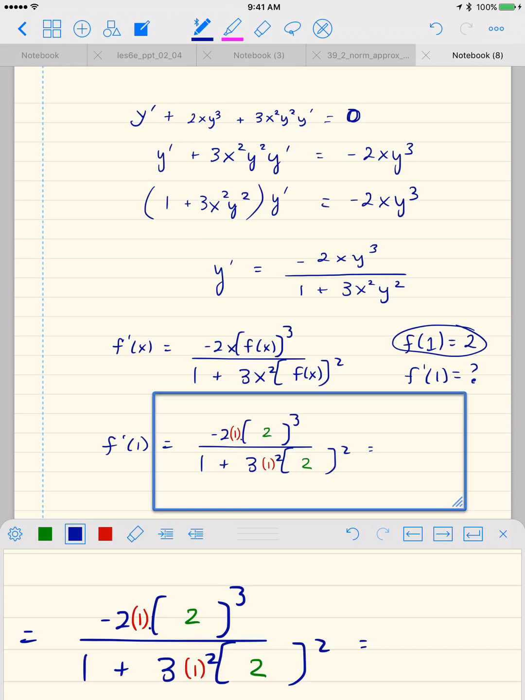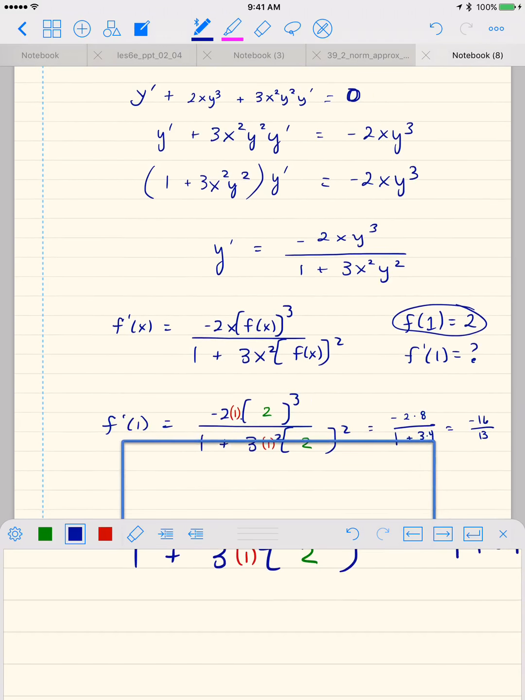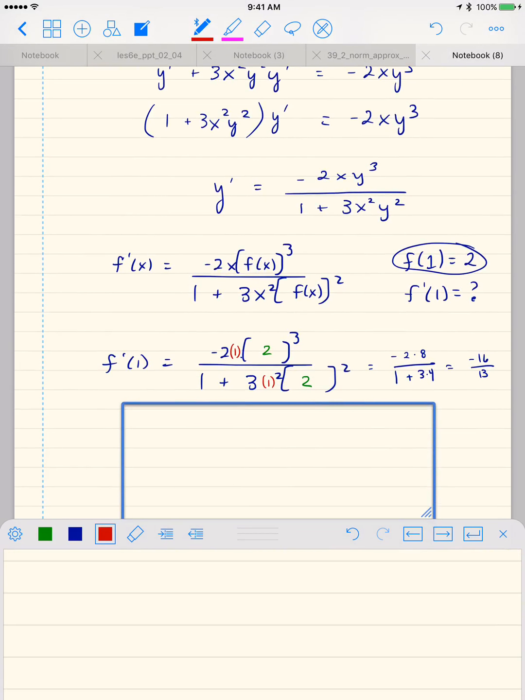So my final answer is going to be negative 2 times 8 divided by 1 plus 3 times 4. So it'll be negative 16 over 13. So that is the final answer. F prime of 1 is equal to negative 16 over 13.